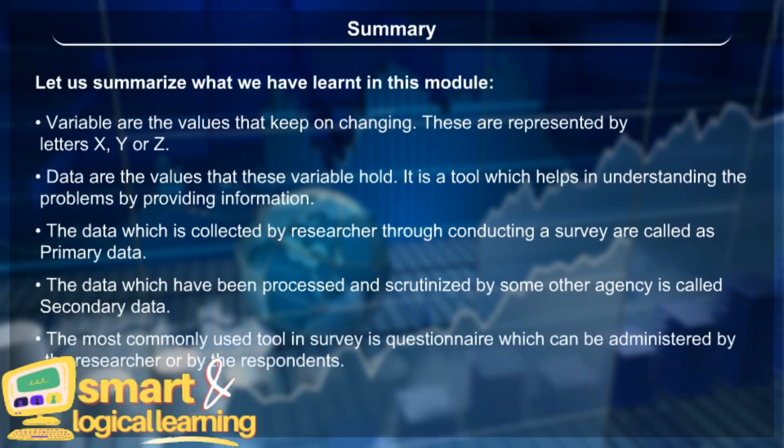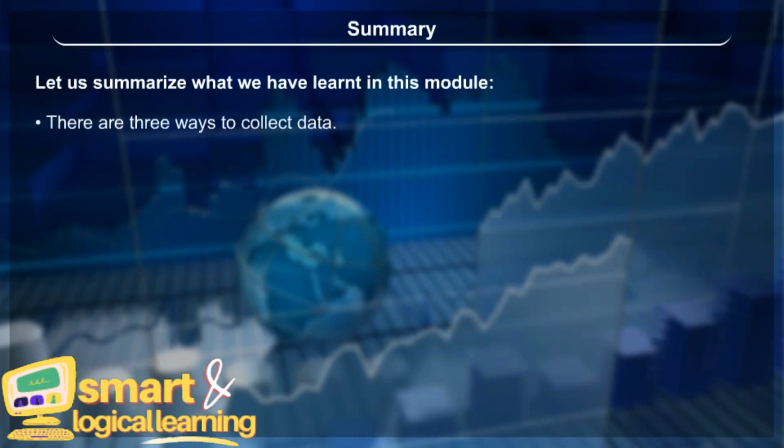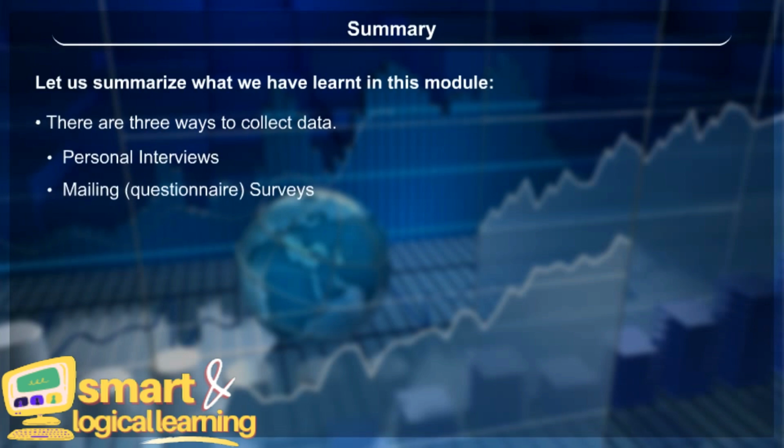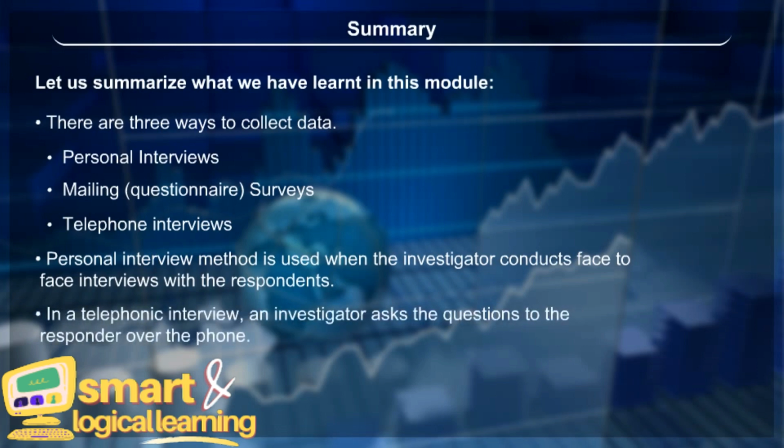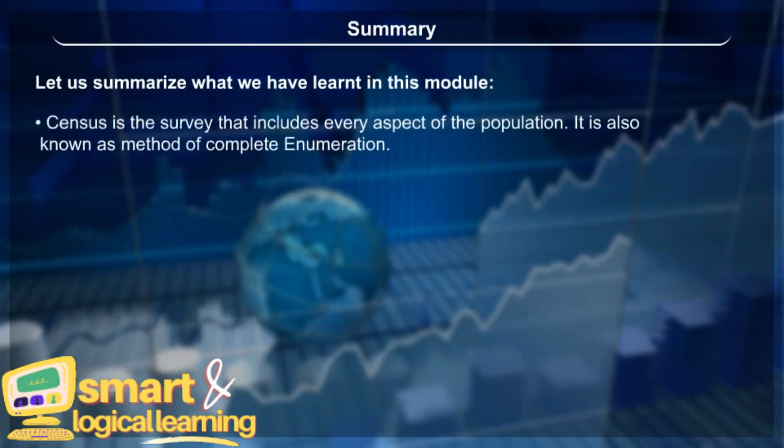The most commonly used tool in a survey is the questionnaire, which can be administered by the researcher or by the respondents. There are 3 ways to collect data: personal interviews, mailing questionnaire surveys, telephone interviews. The personal interview method is used when the investigator conducts face-to-face interviews with the respondents. In a telephonic interview, an investigator asks the questions to the respondent over the phone. Pilot survey is a kind of tryout with a small group of people to test the questionnaire. Census is the survey that includes every aspect of the population. It is also known as the method of complete enumeration.